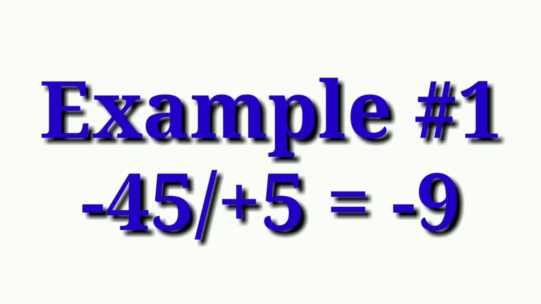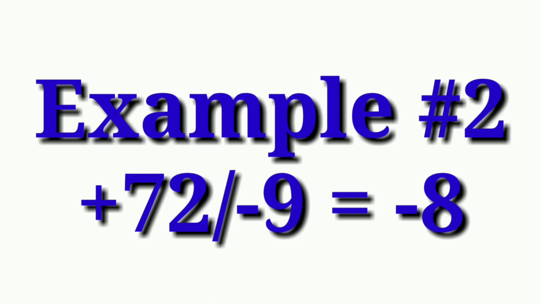Example number 1, negative 45 divided by positive 5 is equal to negative 9. Example number 2, positive 72 divided by negative 9, it is negative 8.